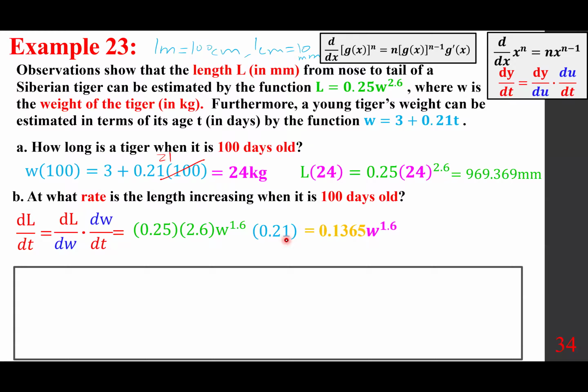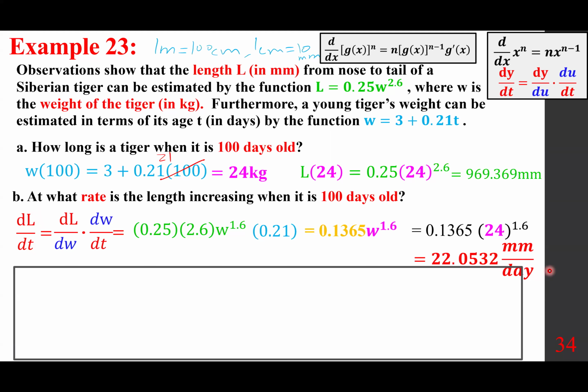And when it's 100 days old, the weight, we know it to be 24. We've already calculated that, so replace it. Otherwise, replace the W with the formula and replace the T with 100, but we don't have to do that because we already have the answer 24. Put it into a calculator, which results in 22.0532 millimeters per day. dL/dt has units of the length over the units of the time. How many decimals? Whatever they ask you, you follow that accordingly.